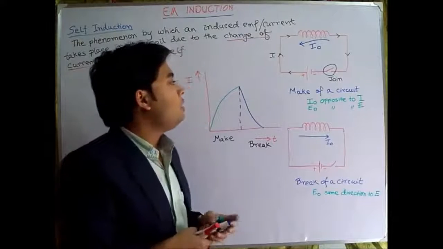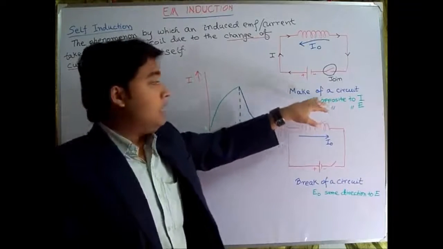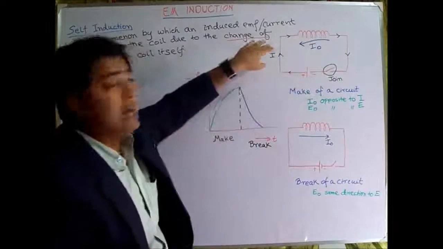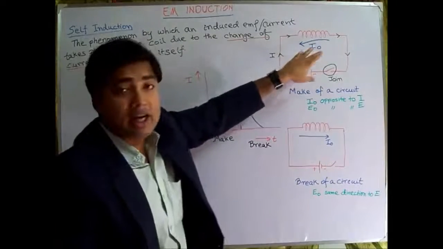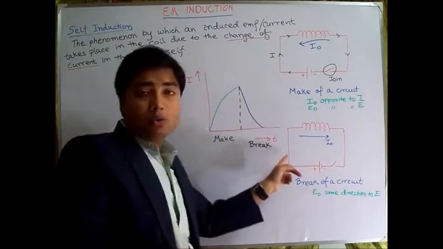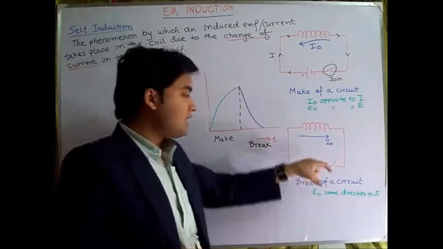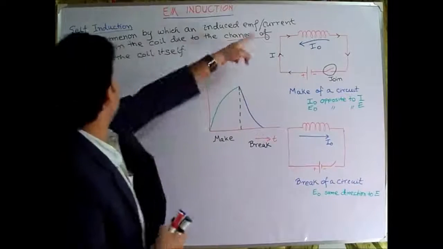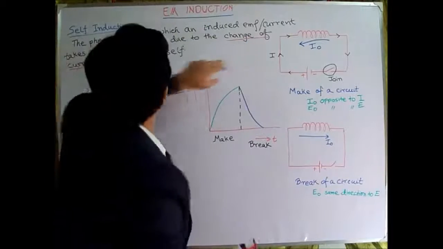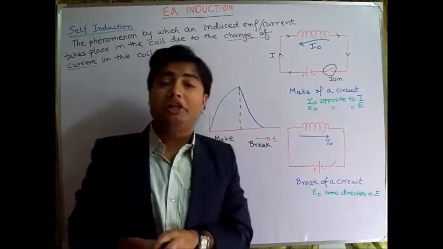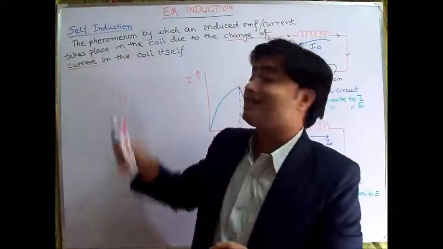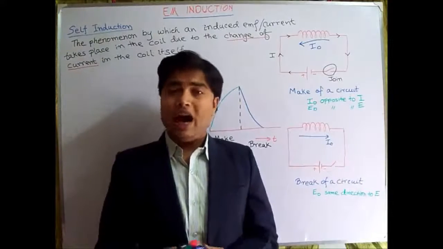So during the make of a circuit, if the current was 0, now it is changing, so an induced EMF or induced current will take place. Likewise, the current I was flowing, now it is falling to 0. A change of current in the coil is taking place, and that is the reason why an induced EMF or current will take place in the coil due to the change of current in the coil itself, which is known as self-induction. Right?